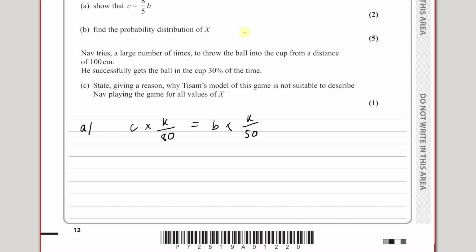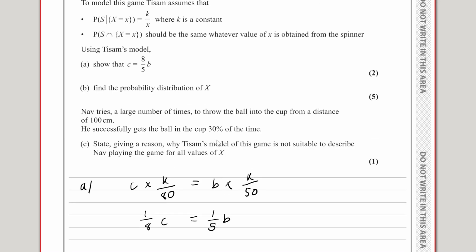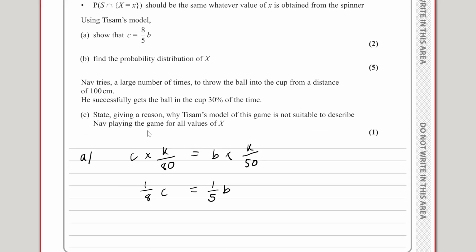So divide both sides by K. So that's 1/80 of C equals 1/50 of B. So simplifying, times both sides by 10. So to get C by itself, times by 8, 8/5 of B.